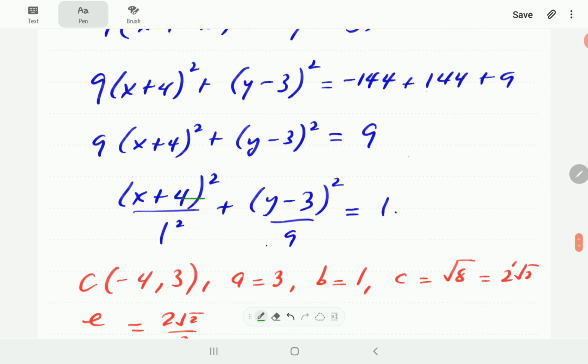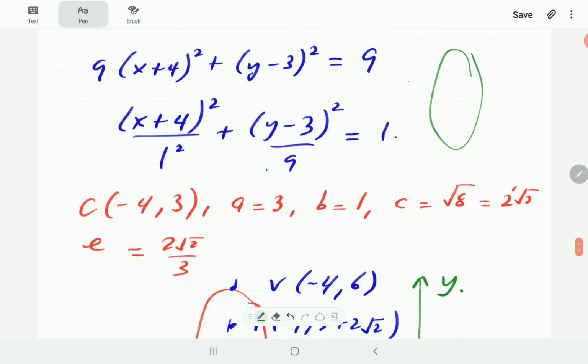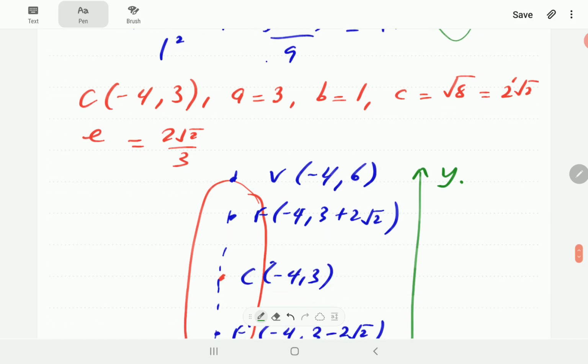Dividing by 9, then we can see that a squared is 9, so b is 1. So that means the major axis of this is going to be vertical because a is dividing y. And then the coordinates of the center, of course, is going to be minus 4, 3. The c is 2 root 2, and there is your eccentricity.